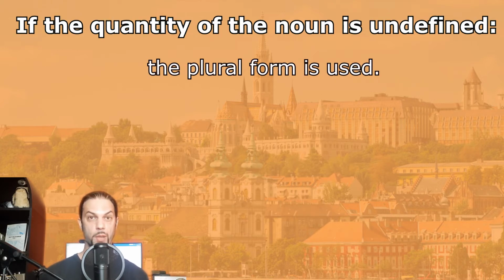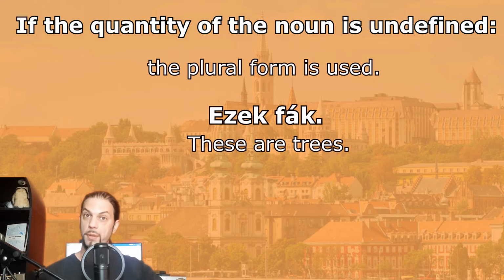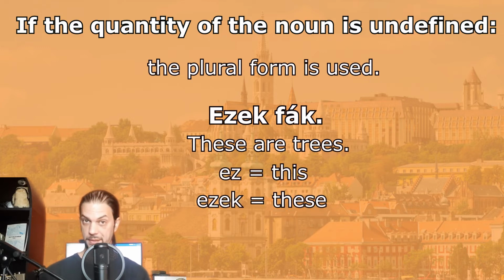If we don't define the quantity of something, then we use the plural form. So if you want to say, these are trees, then in Hungarian you say, ezek fák. Ez means this. Its plural form is ezek. And fák is trees.